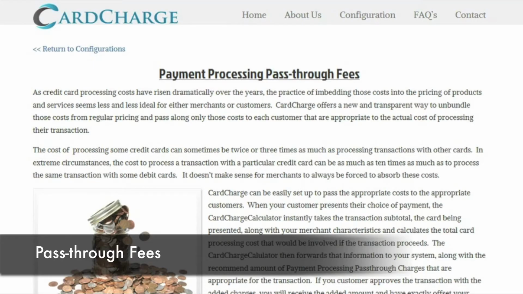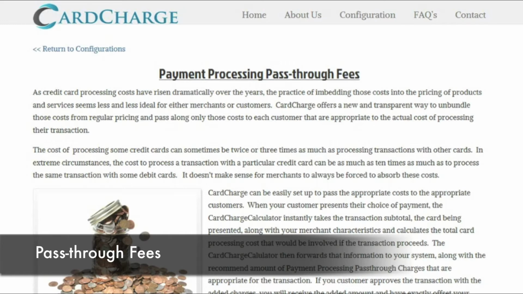CardCharge can easily be set up to pass through the appropriate costs on to the customer. When your customer presents their choice of payment, the CardCharge calculator instantly takes the transaction subtotal, the card being presented, along with the merchant's characteristics pre-configured, and calculates the total card processing cost that would be involved if the transaction proceeds. The CardCharge calculator then forwards that information to the merchant system, along with the recommended amount of payment processing pass-through charges that are appropriate for this transaction.